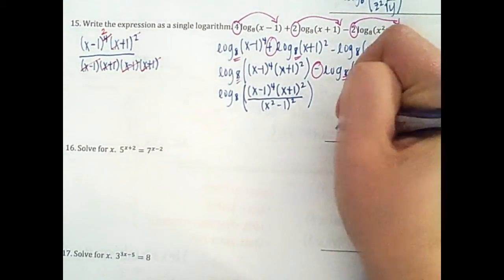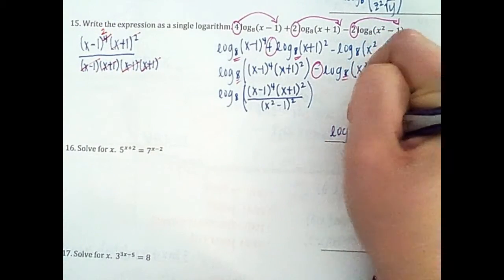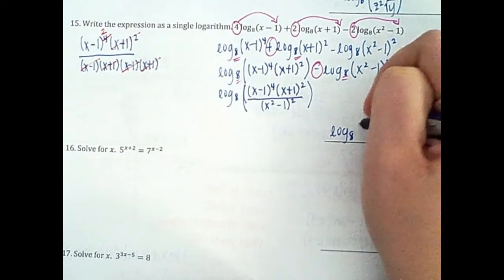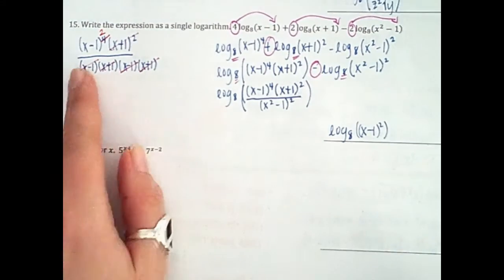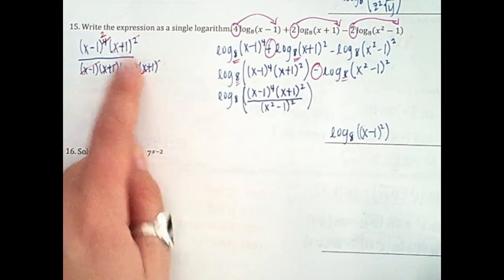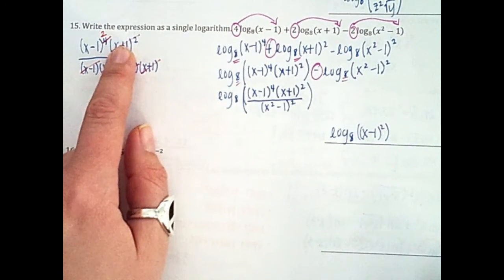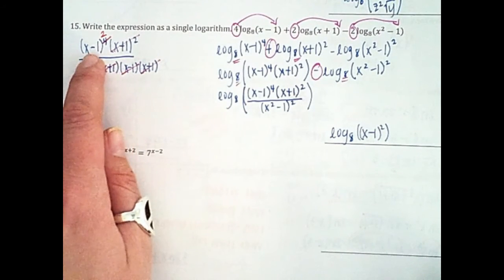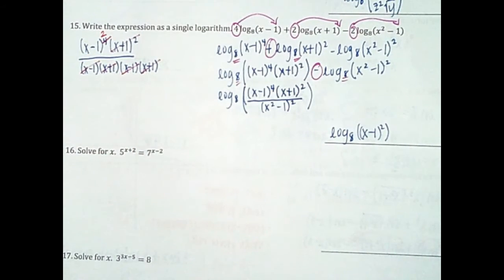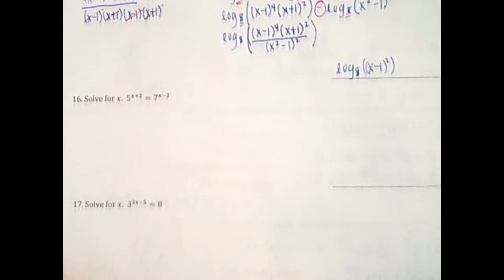So it would be log base 8 of (x minus 1) squared. Everything canceled out on the bottom. The (x plus 1) squared canceled out here, and there were only two x minus 1s that were left. So that would be as simplified as possible for number 15. So let's move on to number 16.